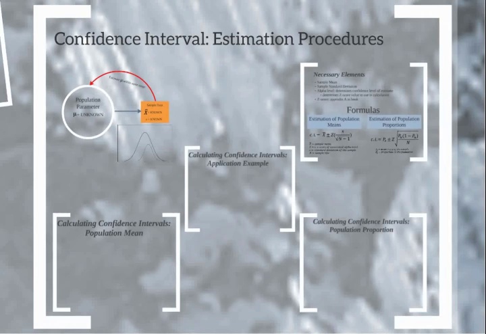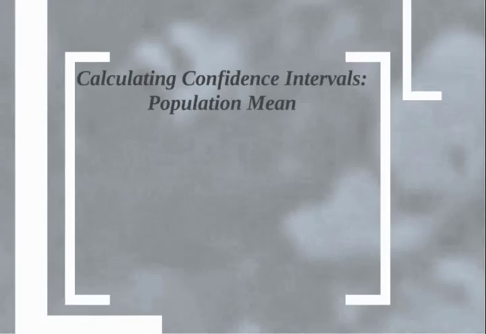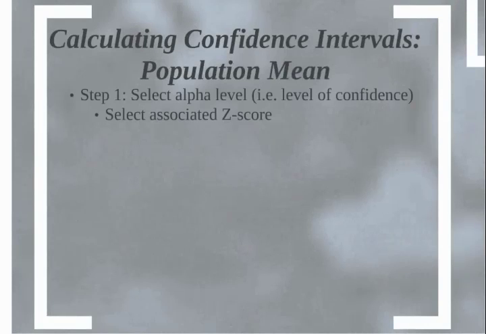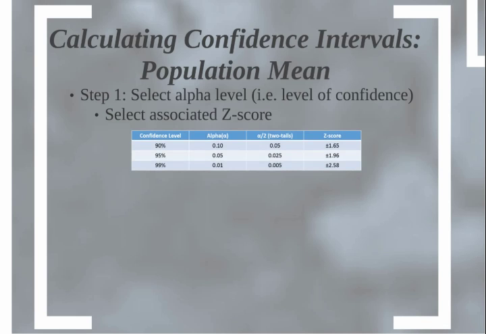Now let's move to calculating confidence intervals for the population mean. We'll go through a couple of steps here on how to do this and what to do. First we need to select our alpha level. This is our level of confidence. This allows us to state within a particular level of confidence what our population estimates are.